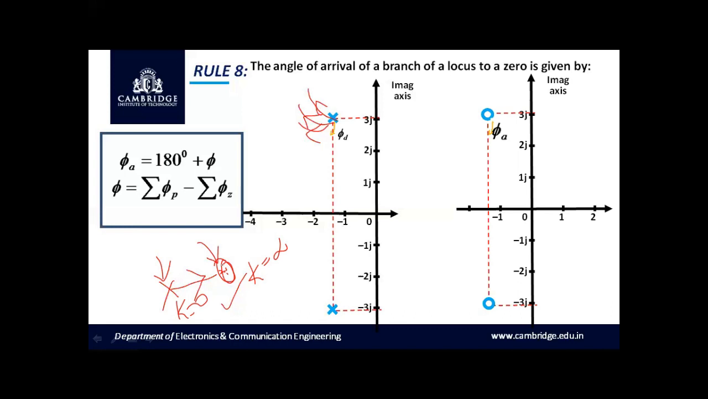So with respect to a complex conjugate zero, it is advantageous and important to calculate the angle of arrival. That is the reason why if it is a complex conjugate pole, we calculate the angle of departure, and if it is a complex conjugate zero, we calculate the angle of arrival. It comes from rule number 2. The notation for angle of departure is phi d and angle of arrival is phi a. Let me take an example and justify this rule.